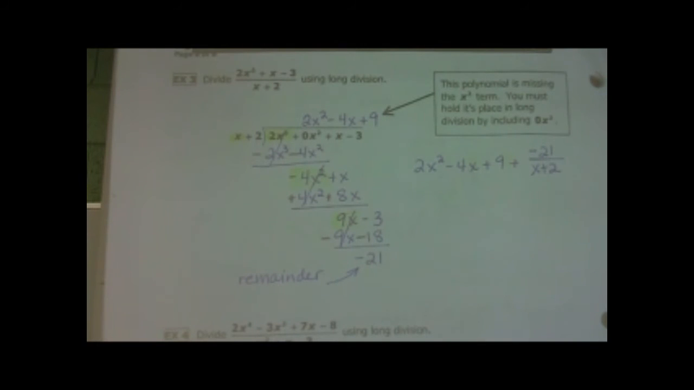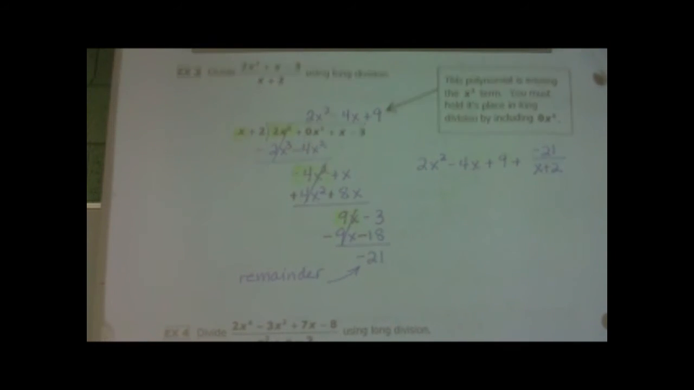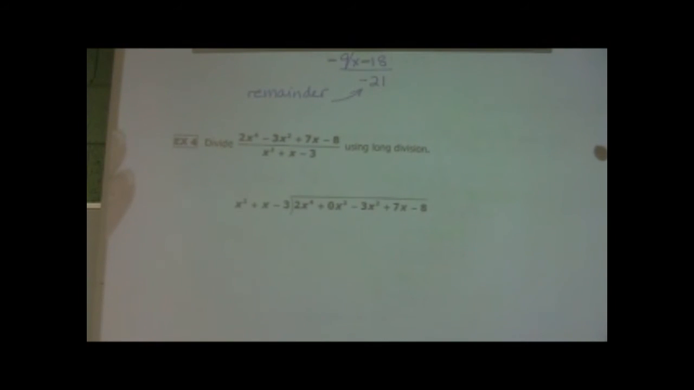Long division of polynomials. One more to go, and this one is a little more difficult because it has two little things in it. One is this. If we have x to the fourth, we're missing x to the third, so we've got to put a 0 in that spot, 0x to the third. And our denominator, which goes out here, has 3 terms. Everything still works the exact same way. All right? So we're going to start.